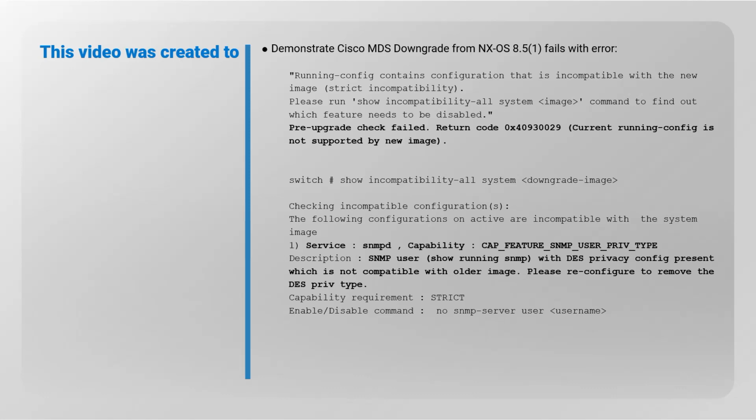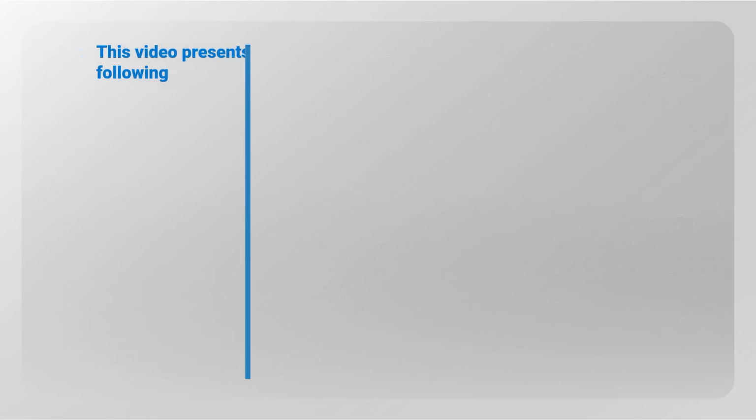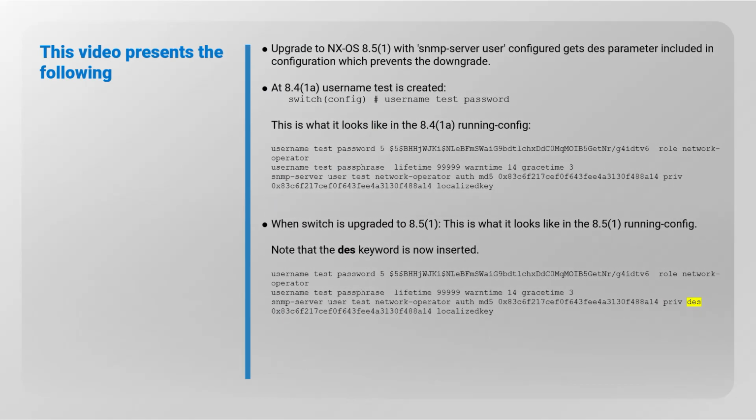CSC VY23094. This video presents the following. Upgrade to NXOS 8.5.1 with SNMP server user configured gets DES parameter included in configuration which prevents the downgrade.